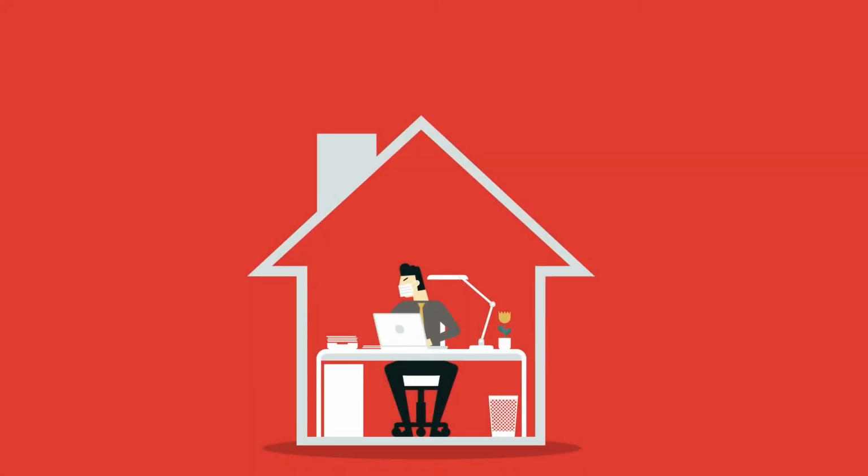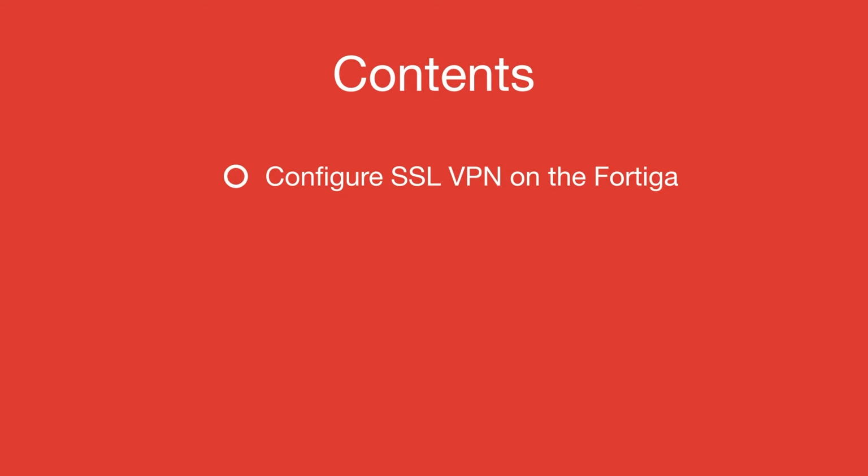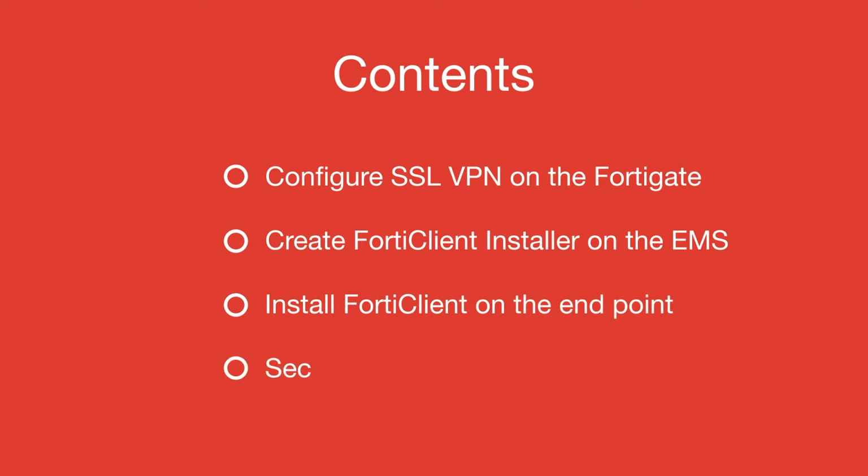In this video, we'll show you how FortiClient EMS helps administrators to quickly set up SSL VPN for remote workers. This way, the remote workers can securely access corporate data. We will start with showing how to configure SSL VPN on the FortiGate. Then we will use EMS to create a FortiClient installer and provision VPN from the EMS. Finally, we will demonstrate FortiClient installation on the endpoint and securely connect the endpoint to the corporate network using VPN.